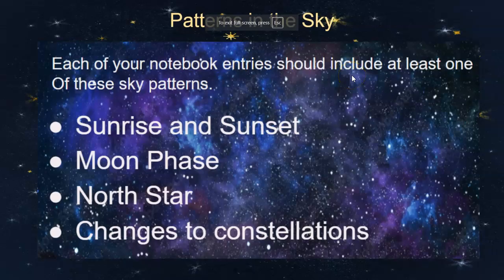Okay, it's going to be a little bit longer video because I'm walking you through the tasks. Most of these slides are the tasks you'll see, and they have different resources. So I'm going to be talking about that. But we're coming back to those same 4 patterns that we started with in our initial diagrams in our notebook: sunrise, sunset, moon phases, North Star, and changes to constellations. Okay, that's what we're looking at today.